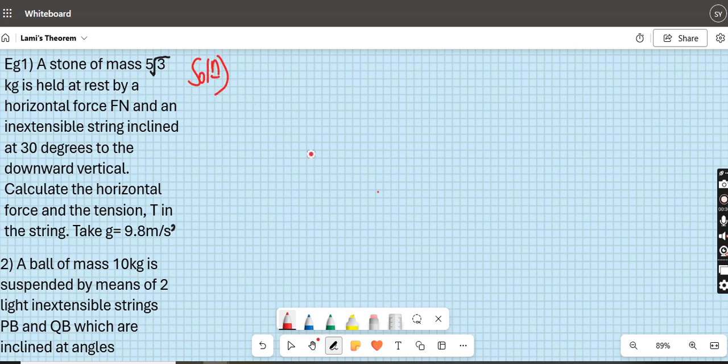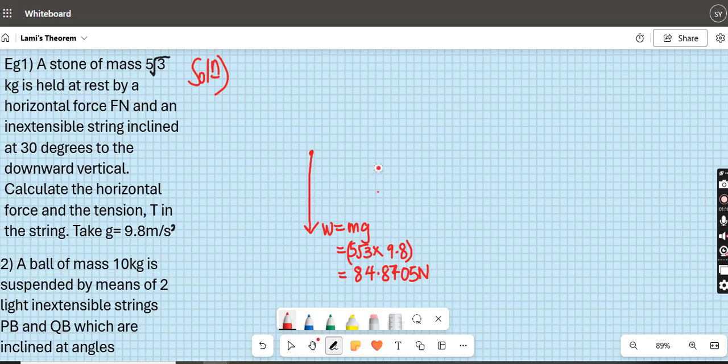So we are told a stone of mass 5 root 3 kilograms. So immediately let's draw our weight. W is equal to mg. Now we are told that the mass is 5 root 3 and the acceleration due to gravity is 9.8. So our weight is going to be 84.8705 newtons. So we have our weight.